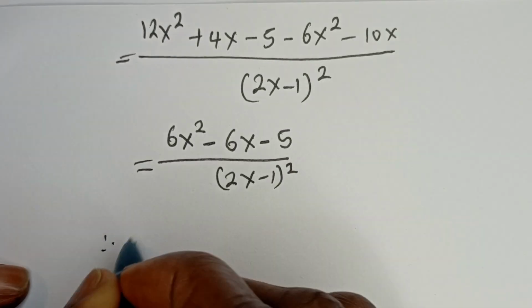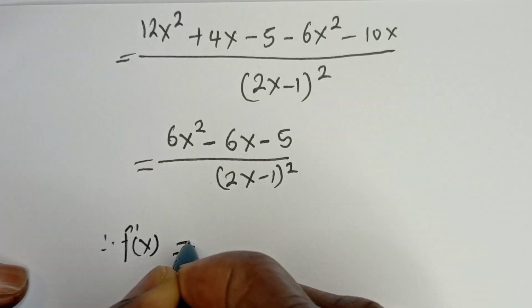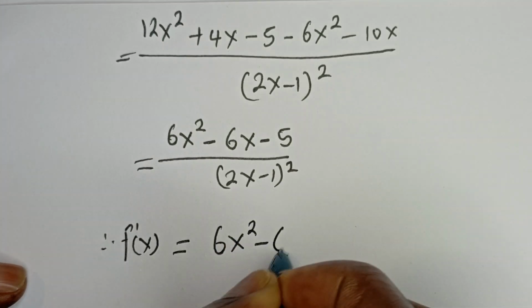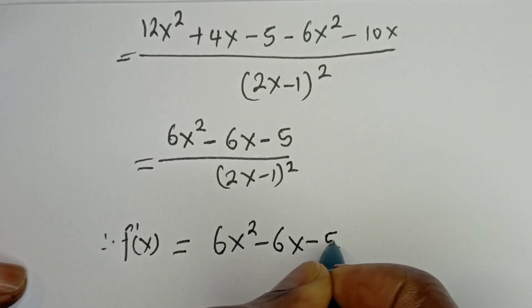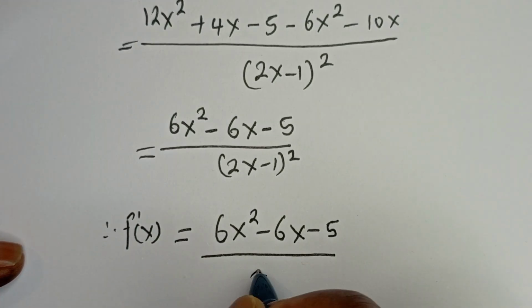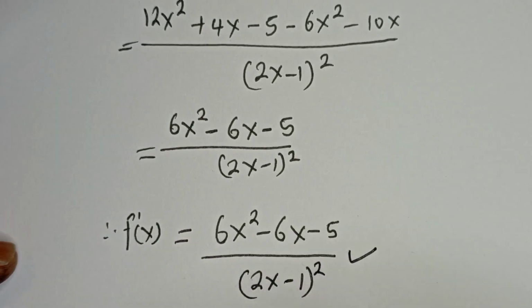Therefore, f prime of x is equal to 6x squared minus 6x minus 5 divided by 2x minus 1 all squared. This is the final answer.